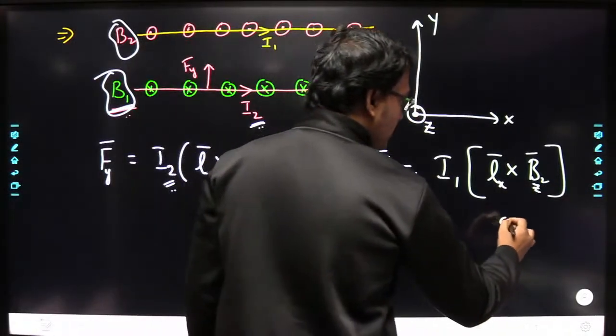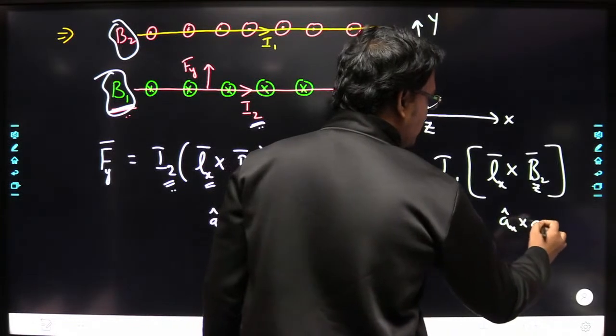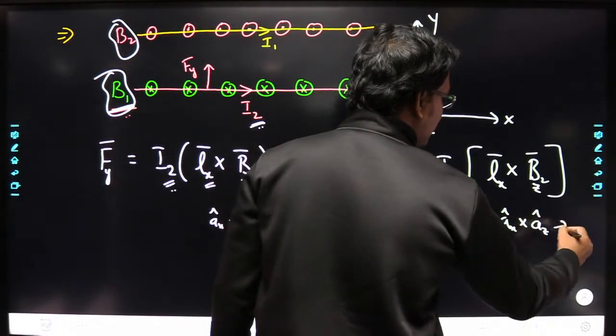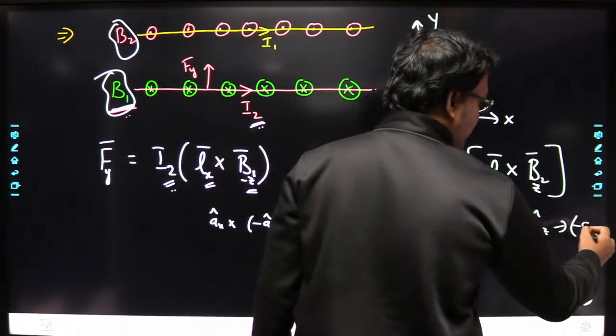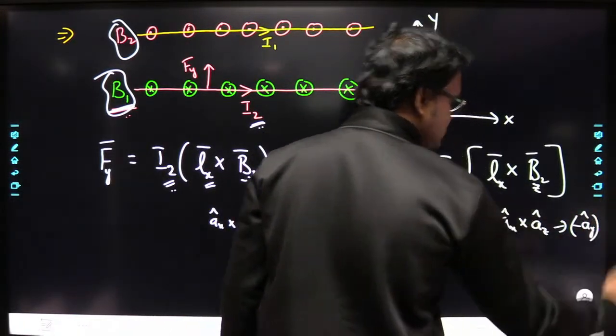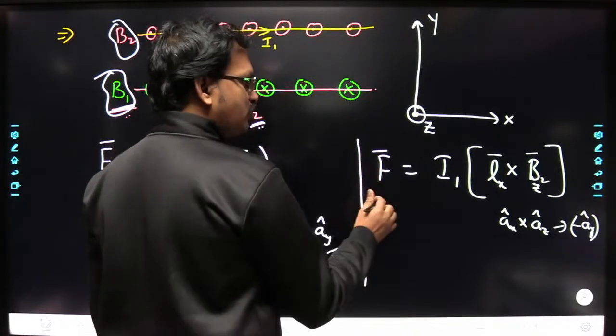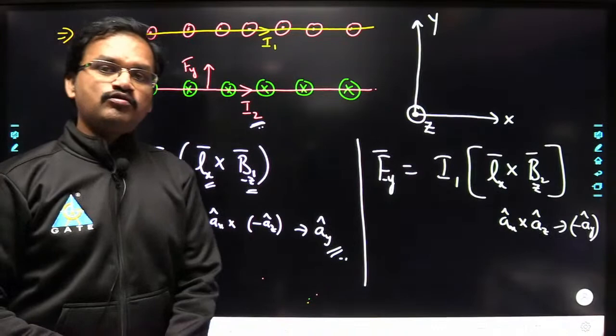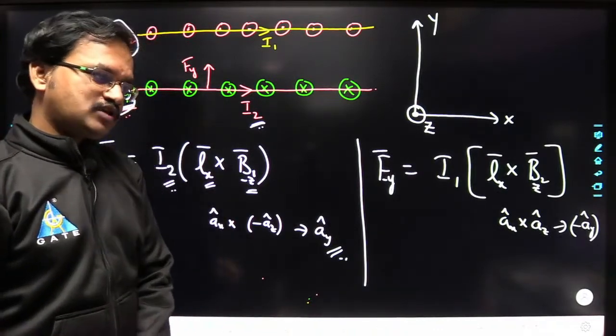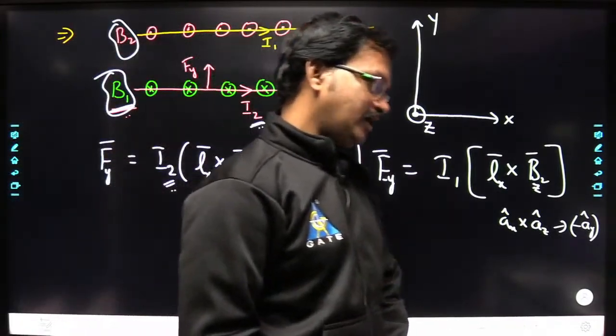So if you do AX cap cross AZ cap here, what is the direction you are going to get? AX cap cross AZ cap will give you minus AY cap. That means it is going to experience the force in which direction here? Negative Y direction. It is going to experience the force in negative Y direction, right?